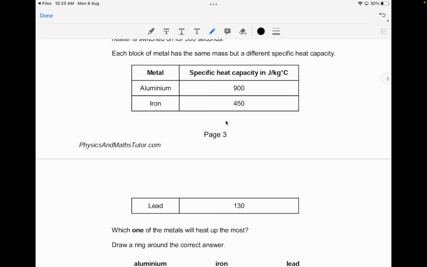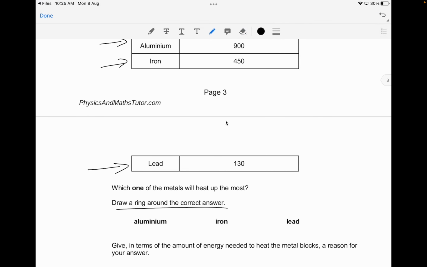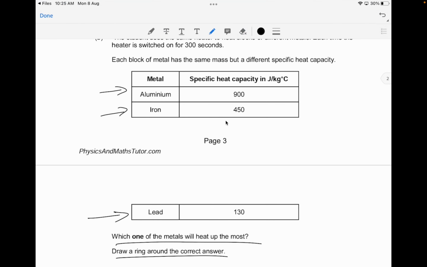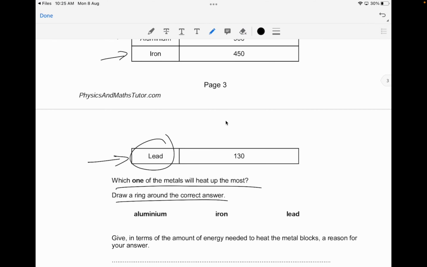Alright, so you have aluminum, you have iron, you have lead. Now you can see that there are different specific heat capacities. In this case, you have to draw a ring around the correct answer of which one of the metals will heat up the most. Since you know that lead has the lowest specific heat capacity in joules from the table itself, as we can observe, we know that lead is the metal which will heat up the most. So we're going to just draw a circle around lead. That should be your answer.